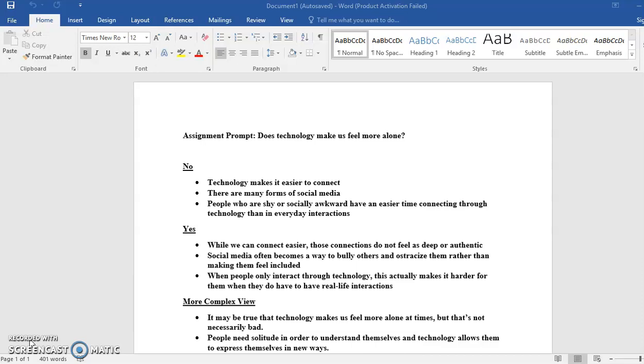So people who would say, no, technology doesn't make us feel more alone. And again, I just came up with a few common arguments about this. People might say, no, that technology isn't that problematic because it makes it easier for us to connect to people. Another point is that there are so many forms of social media that a person ultimately doesn't ever have to feel alone because they can always use some social media platform. Another common argument is that people who are shy or socially awkward actually have an easier time connecting through technology than they do in everyday interactions. So it gives them a little bit more security, and you might say self-esteem, if they can use technology and make friends in that way, right?